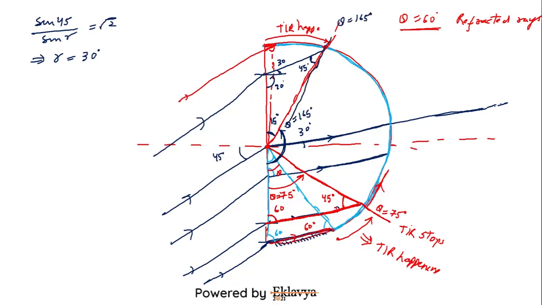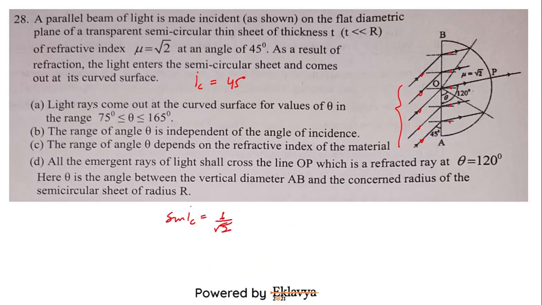So you can say that in this region TIR is not taking place, and I think this is a quarter part of a circle, because the difference of the two theta is 90 degrees, so this is a quarter part of a circle. So this is the region where TIR is not taking place. So by our discussion up till now, let's check what options we can select. Light rays come out of the curved surface for values of theta in this range, so this is correct. Range of angle theta is independent of the angle of incidence.